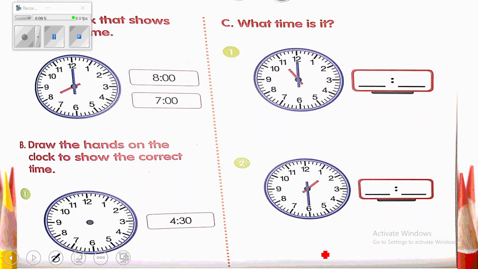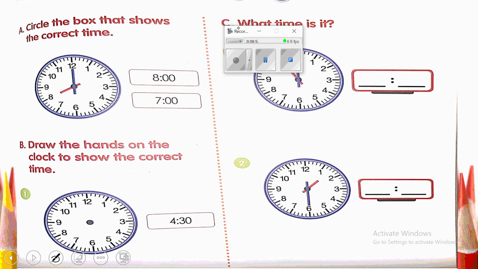Now, circle the box that shows the correct time. Here, I'm reading the minute hand on 12, the hour hand on 8. So which is right? It's 8 o'clock or 7 o'clock. Perfect, it's 8 o'clock.